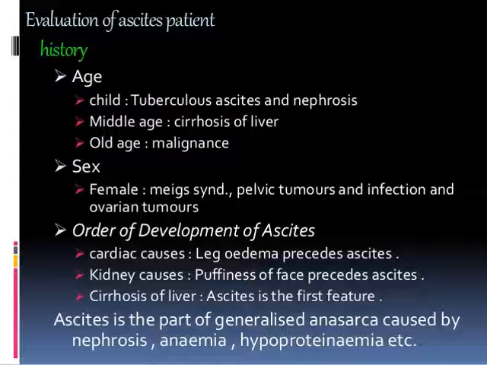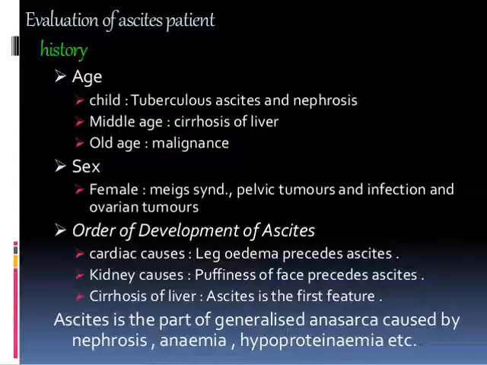According to sex, when a female presents with ascites, you should exclude Meigs syndrome. Meigs syndrome consists of ovarian tumors with peritoneal seedling and ascites development. Next, pelvic tumors and infection, and ovarian tumors.